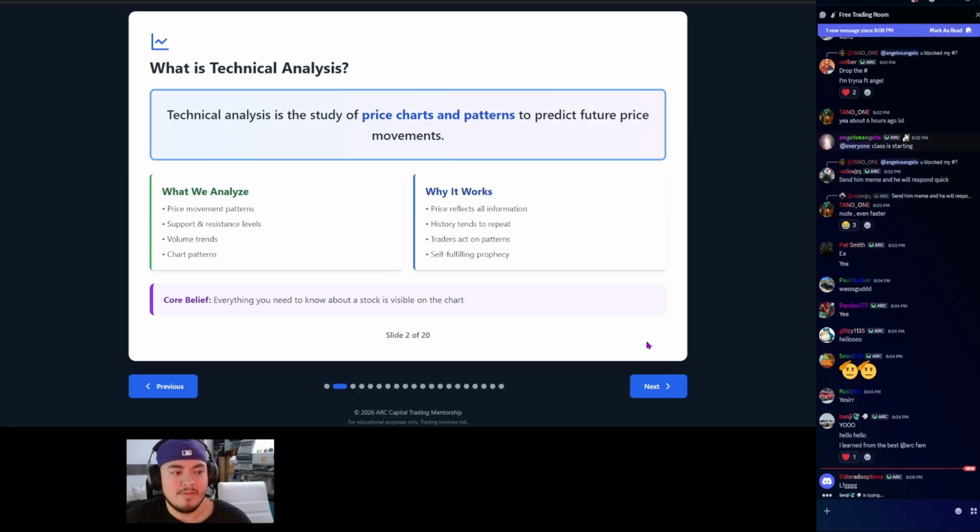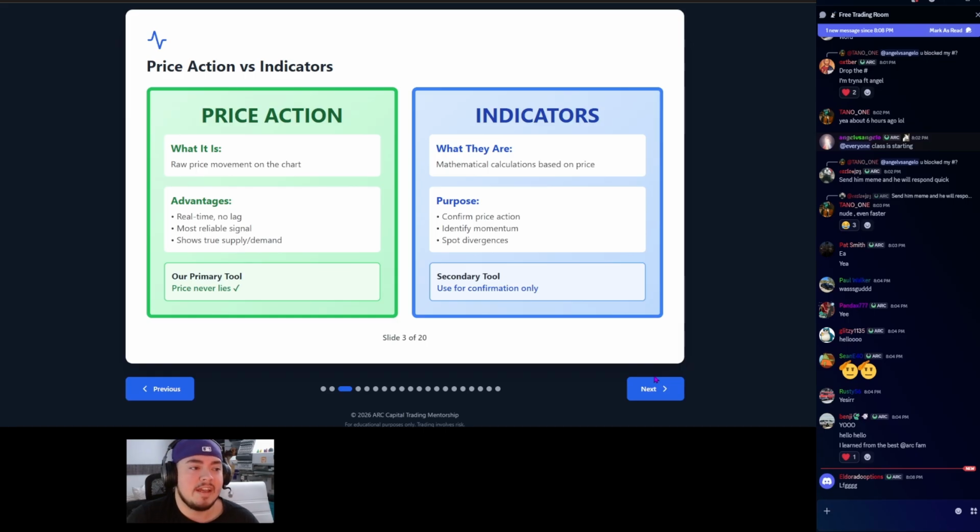So core belief: everything you need to know about the stock is visible on the chart. You can use price action alone, no indicators involved, to tell you whether a stock is strong or weak. That's what we're going to go over today. Price action versus indicators. Price action, what is it? Raw price movement on the chart.